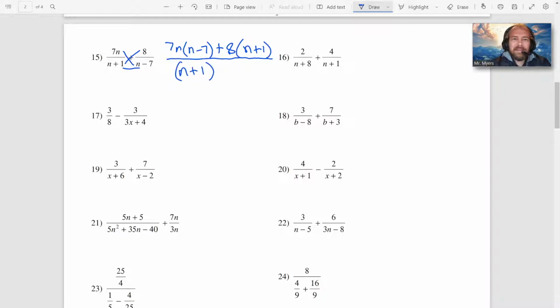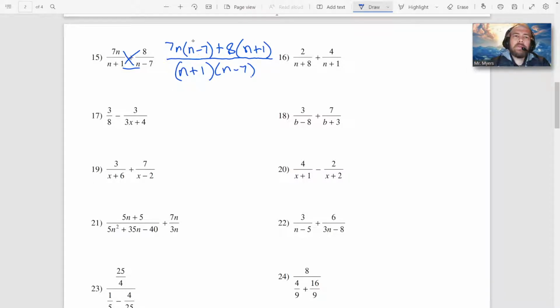n plus 1 and n minus 7. Okay. So we are technically done with the combining of the two fractions, but the point of this is to simplify. So let's see if we can simplify.